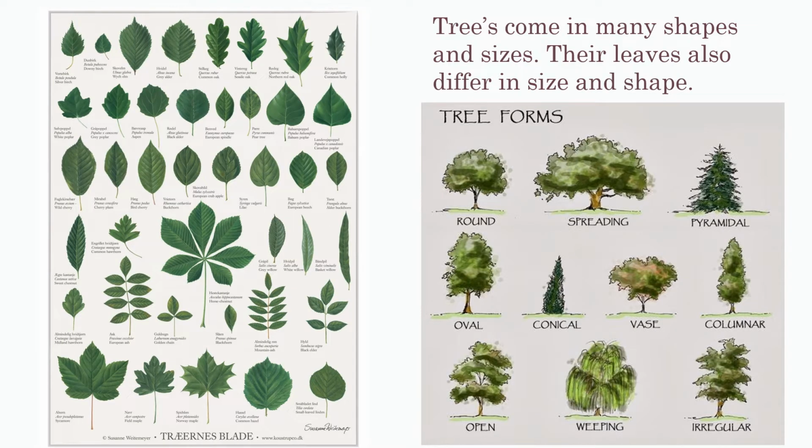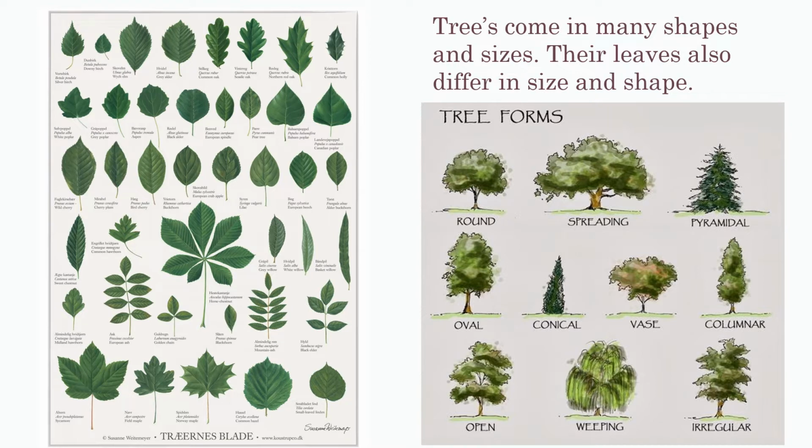So we all know what trees are. It's a tall thing with bark and leaves, and it makes oxygen for us. How convenient. But trees come in many shapes and sizes. Their leaves also differ in size and shape. So take a look at this image and just see how some trees are round, some trees are short and spreading, some trees are tall and narrow. But then even then, if you look at their leaves, there's just so many different shapes and varieties that make them all different.